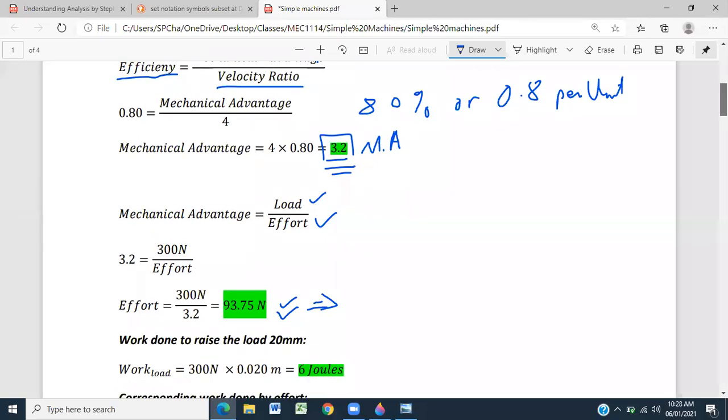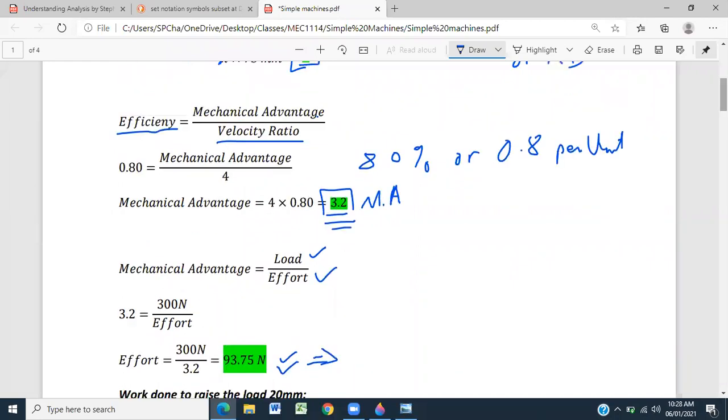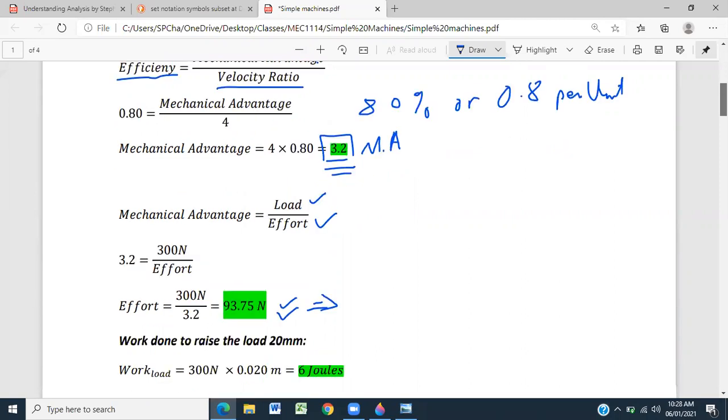Excuse me, sir. When you did the mechanical advantage, and you sent over the 4, it was multiplying. So why didn't you do the same for the effort? When the 300 Newtons goes over to the 3.2, it wouldn't be multiplied. Why is it divided?